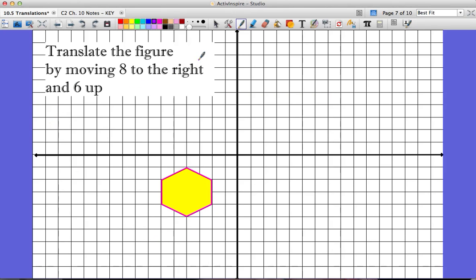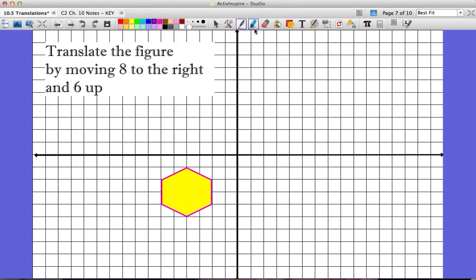Now all the points always move the same distance. You don't just move this one up 8 and over 6, and then this one is up 7 and over 5. They're all the same. So in this case, it tells us to translate the figure by moving 8 to the right and 6 up.